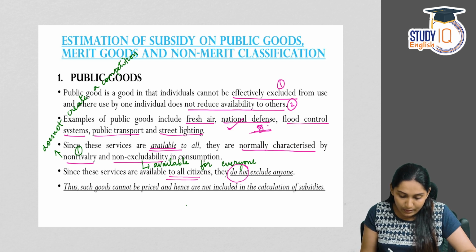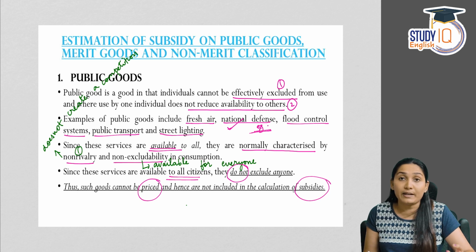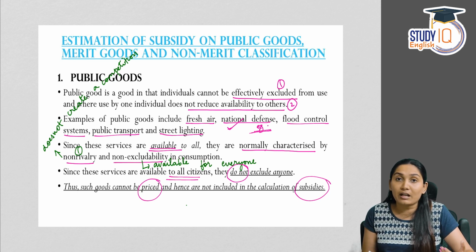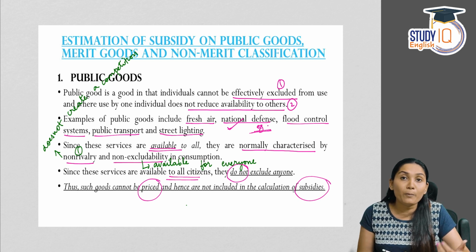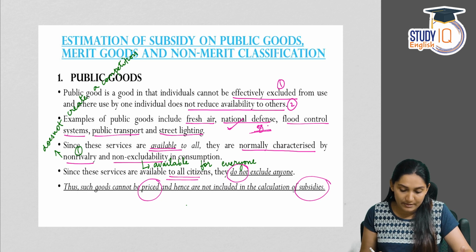Thus, such goods cannot be priced and hence are not included in the calculation of subsidies. That's why public goods do not count as subsidies. Why? Because it's not available to a specific group or they cannot be priced. There is no price for all these public goods. So that's why they cannot be considered as a subsidy.